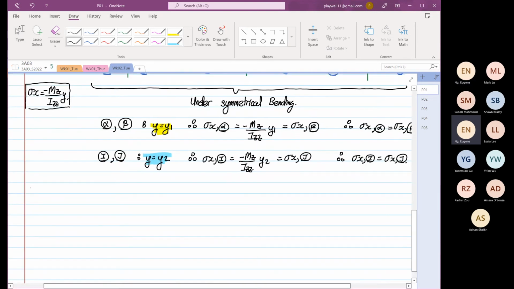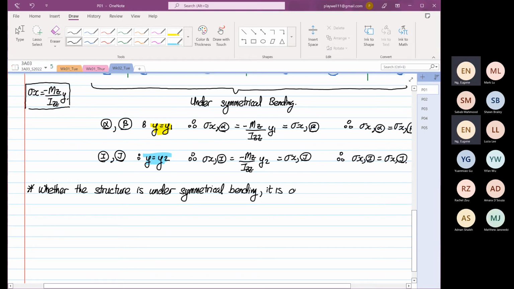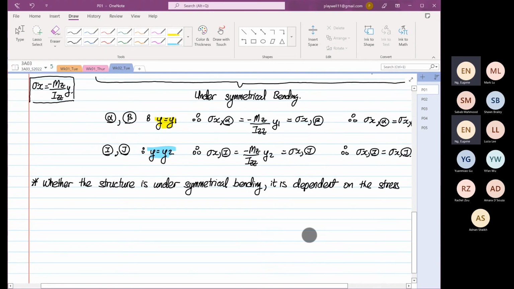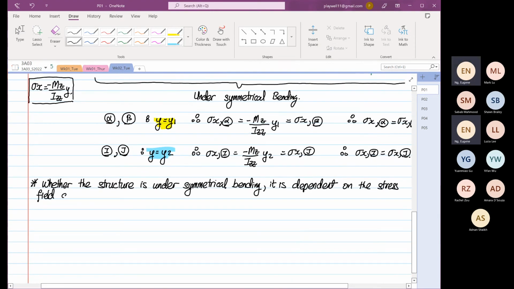This is important. Whether the structure is under symmetrical loading or bending is dependent on the stress field distribution, more important than anything else.